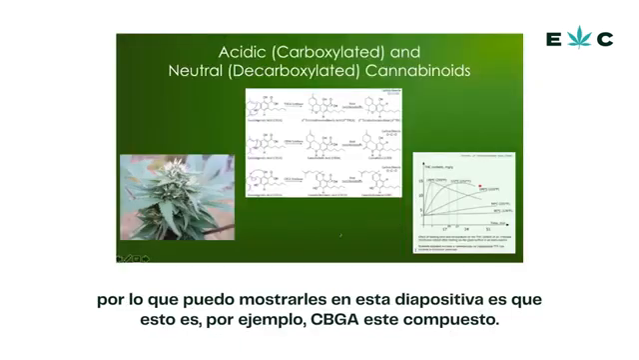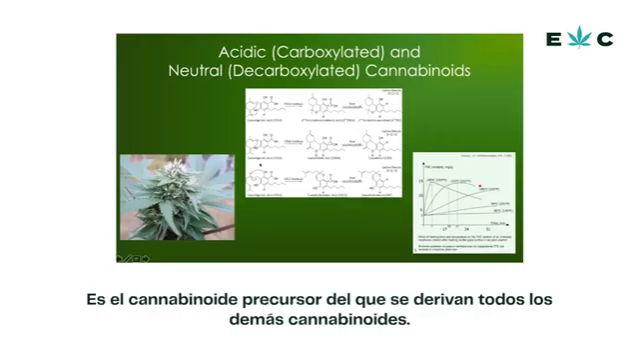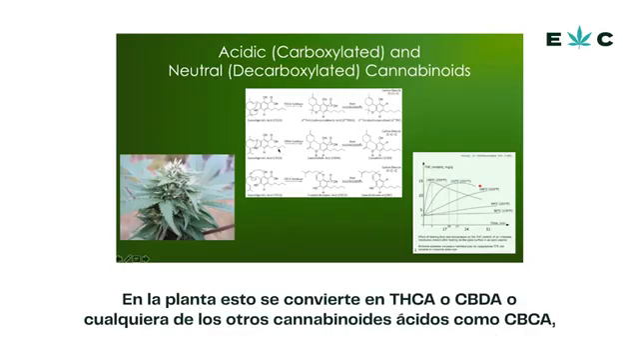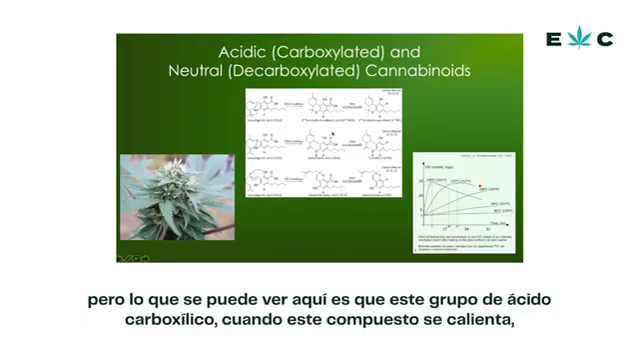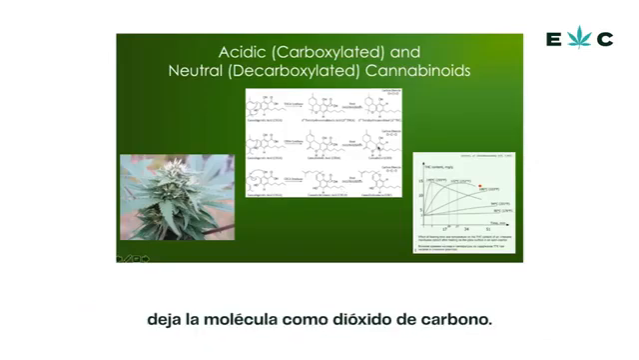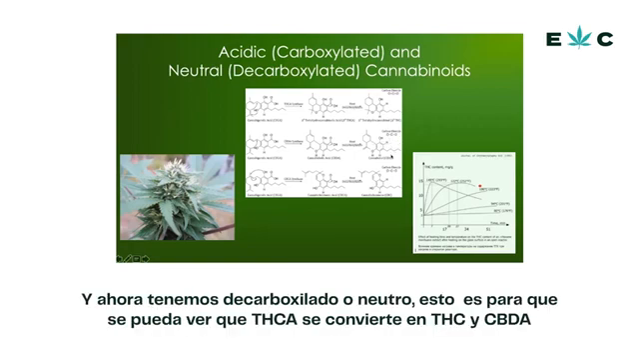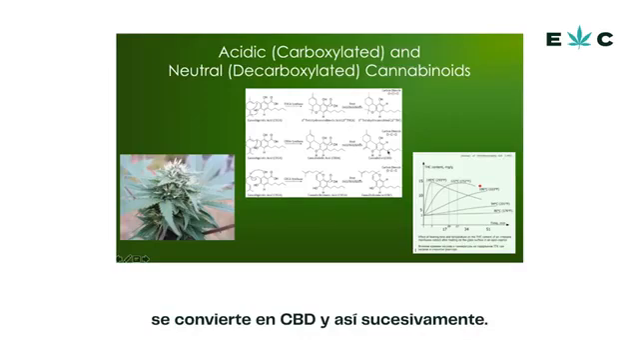And so I can show you in this slide here that this is, for example, CBGA. It's the precursor cannabinoid that all the other cannabinoids are derived from. In the plant, this is converted into THCA or CBDA or any of the other acidic cannabinoids like CBCA. But what you can see here is that this carboxylic acid group, when this compound is heated, leaves the molecule as carbon dioxide, and now we have the decarboxylated or neutral cannabinoids. So you can see that THCA turns into THC and CBDA turns into CBD and so forth.